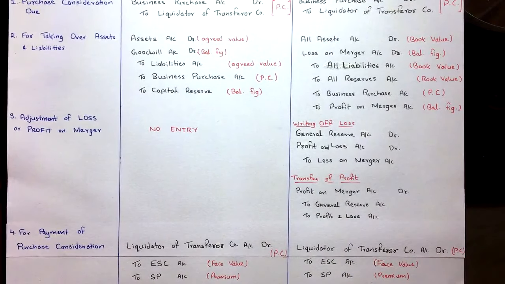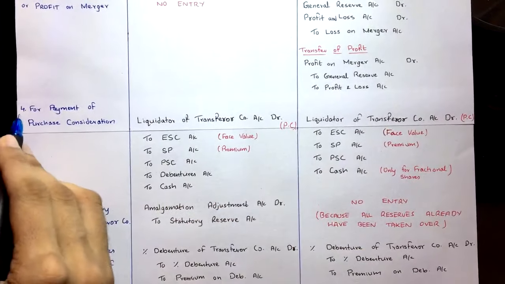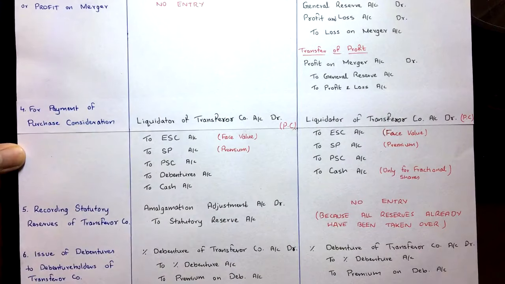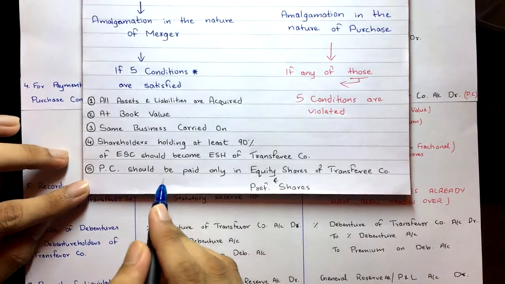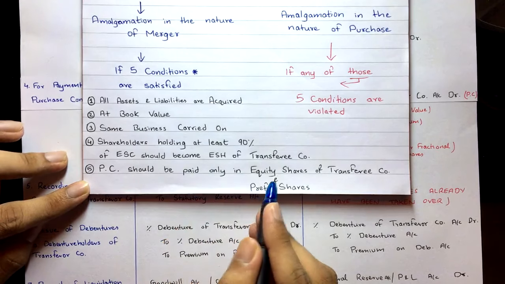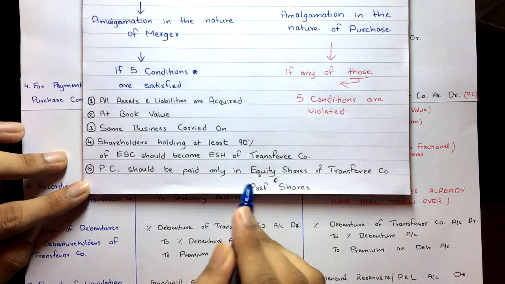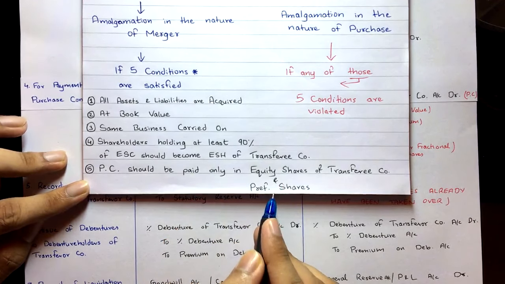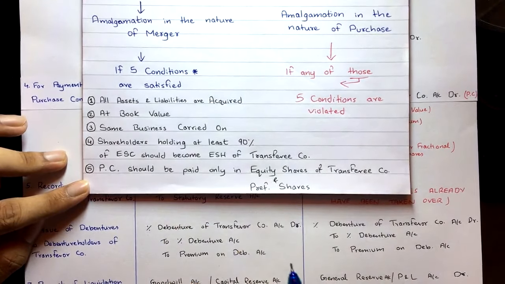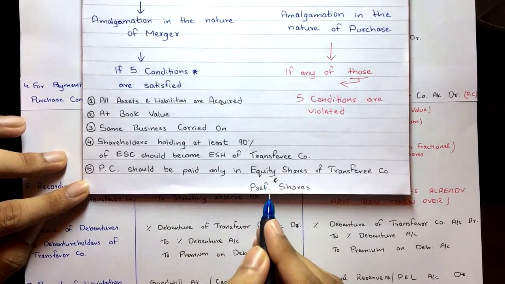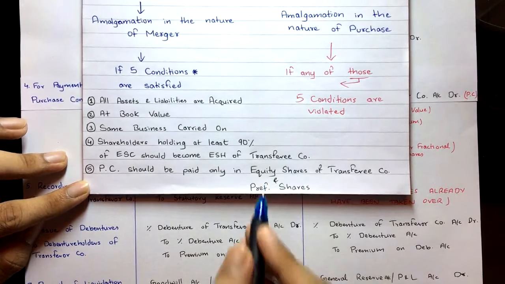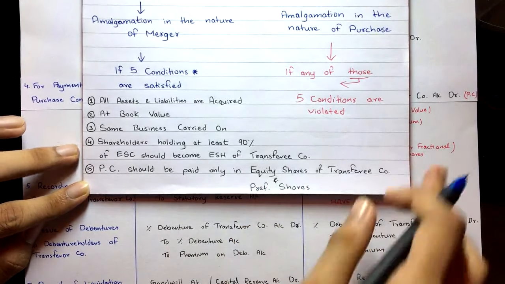Simple. Yes. And the fourth entry is for payment of purchase consideration. Now here also there is a difference. Now you know the condition, right? The last condition which we saw. See here, purchase consideration should be paid only in equity shares to equity shareholders and preference shares to preference shareholders, isn't it? क्या देंगे purchase consideration? खाली equity shares और preference shares देना है, right? Only equity shares and preference shares देना है.